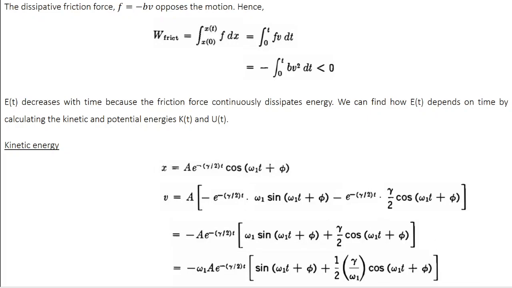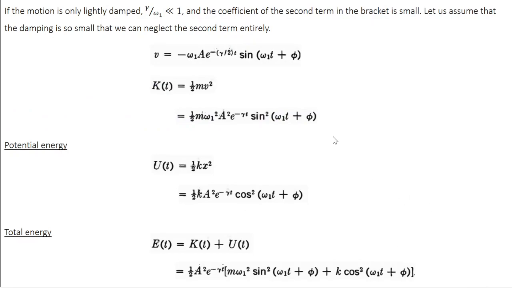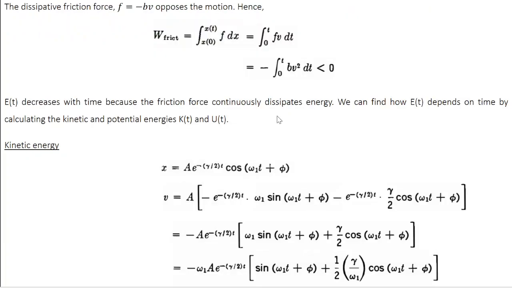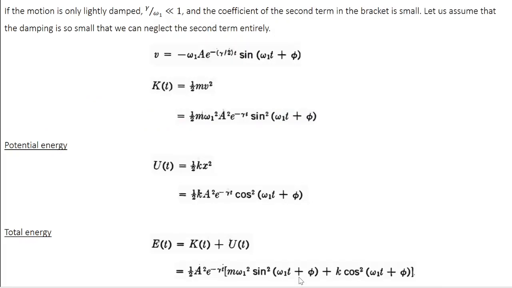In the case of heavy damping, gamma by omega 1 is very high. In the case of light damping, this is very small, right? So let's now specifically take the case of a lightly damped oscillator. As we discussed in the previous class, there gamma by omega 1 is going to be much smaller than 1. So essentially I can neglect the second term because this factor is going to be negligible. So v is going to be minus omega 1 A e to the power minus gamma by 2 t sine(omega 1 t plus phi).